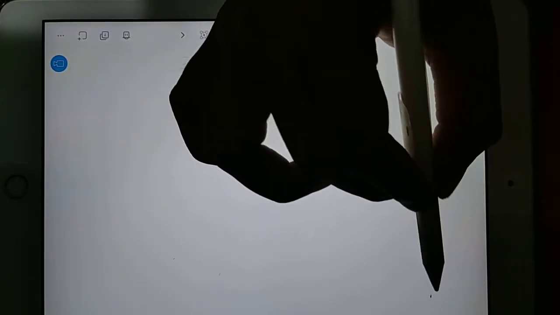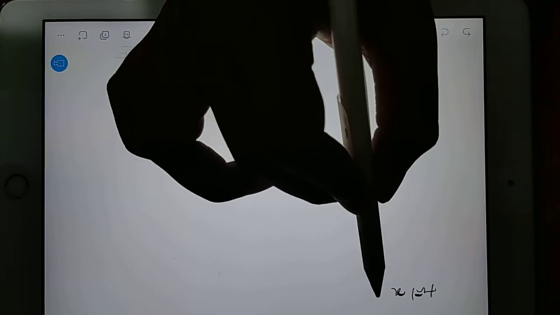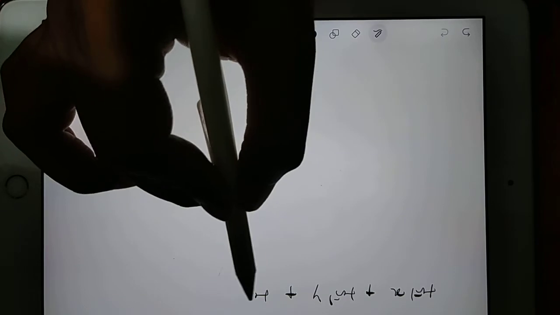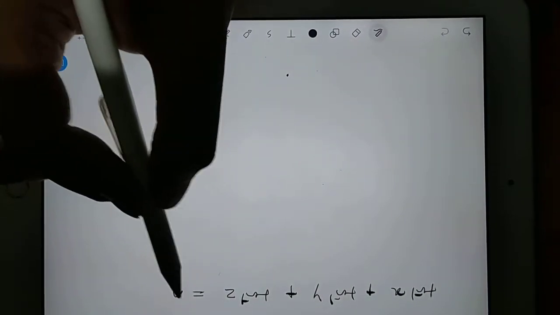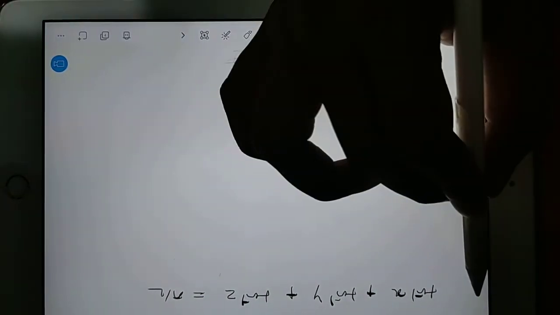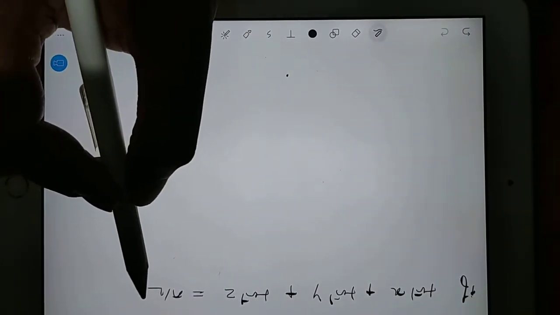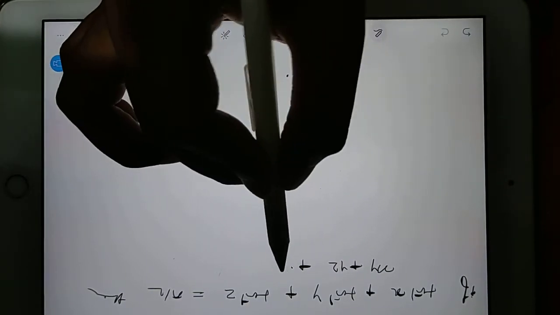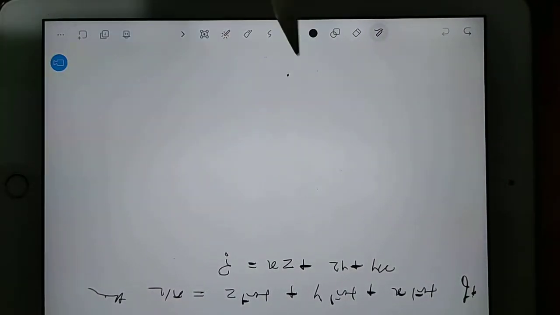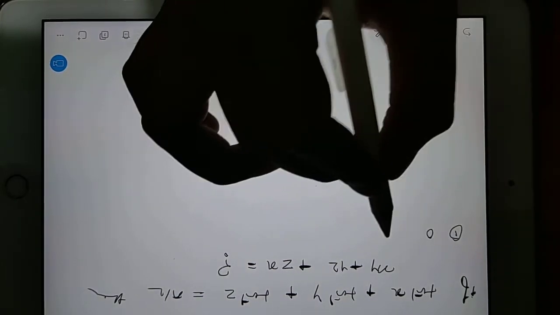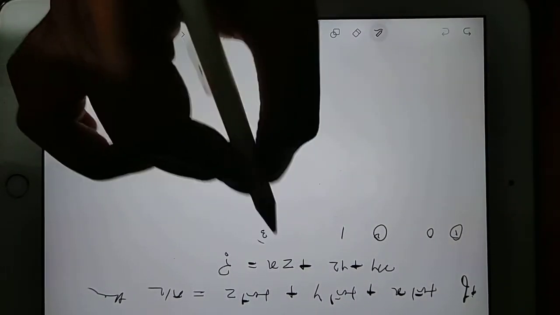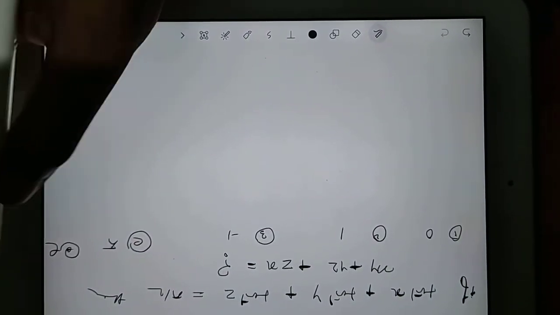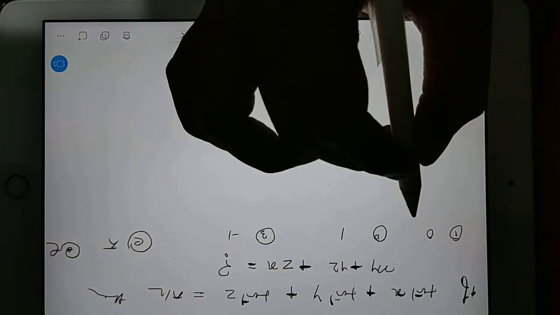Take down: tan inverse x plus tan inverse y plus tan inverse z is equal to pi by 2. If this is pi by 2, then xy plus yz plus zx will be which option: 0, 1, minus 1, pi, or e. Five answers are there. So how can we do this?